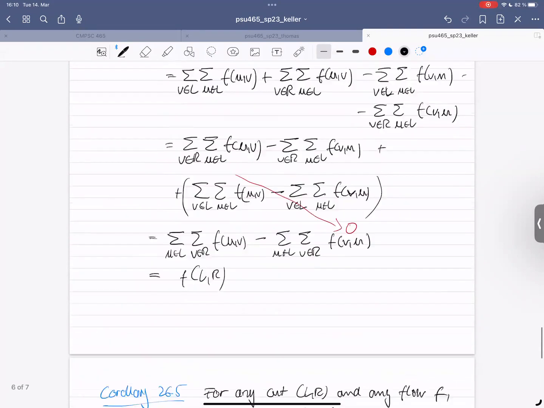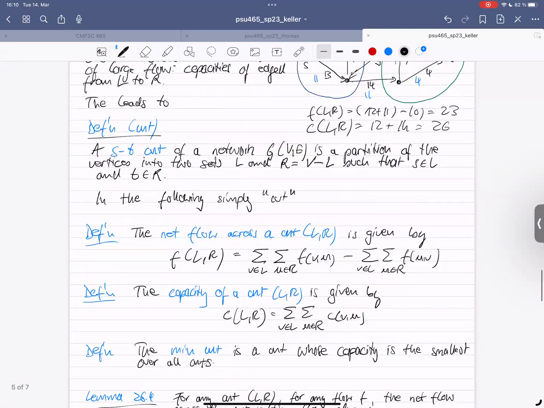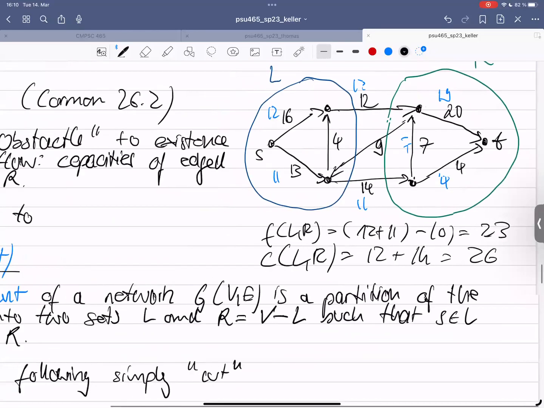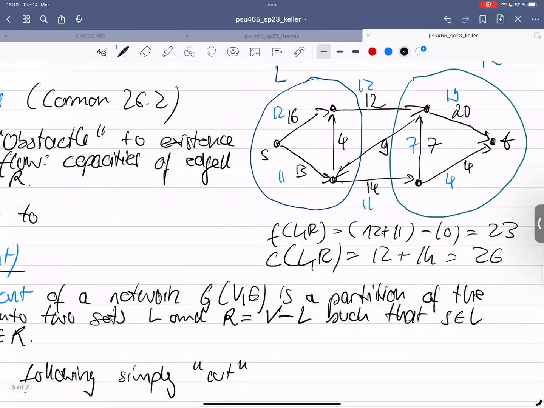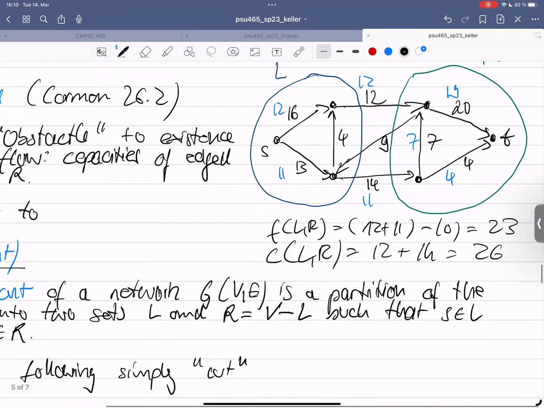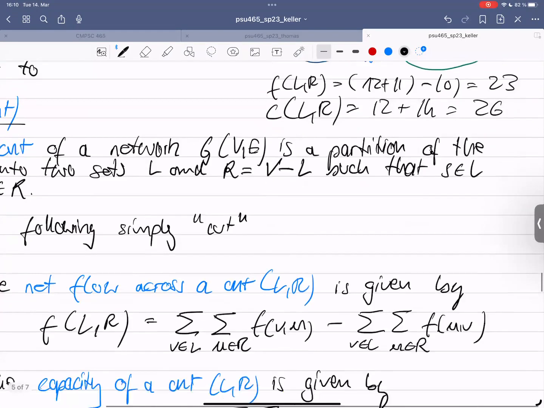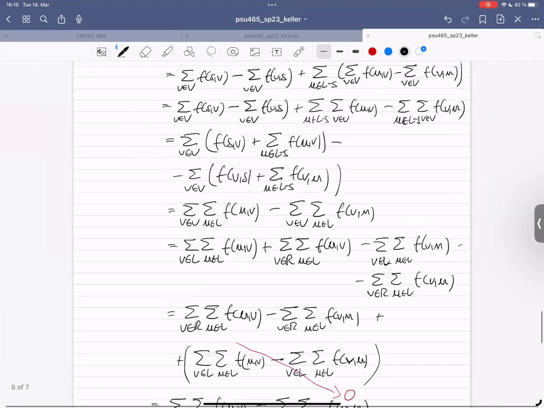And let's check that this is true in our example. So in this particular case, we had F, the net flow from L to R, was 23, and the capacity was 26. And the optimal value here, actually, the value of the flow was 23. So 23 is smaller or equal than 26. So in this particular example, it as expected also holds.